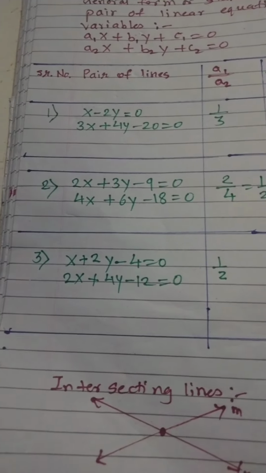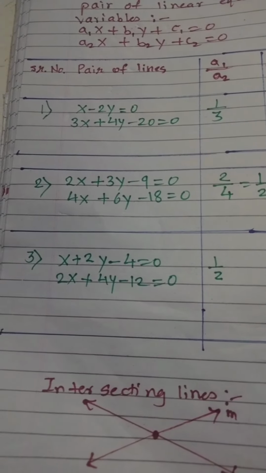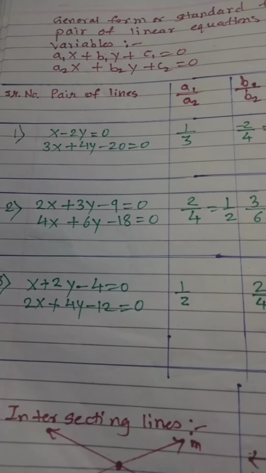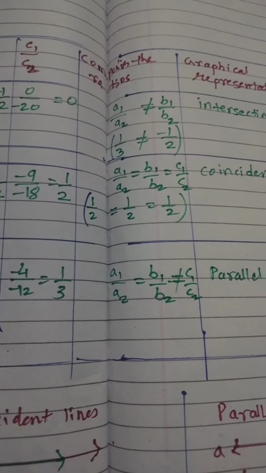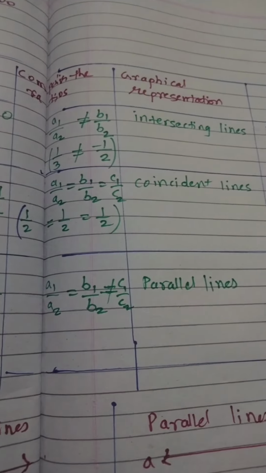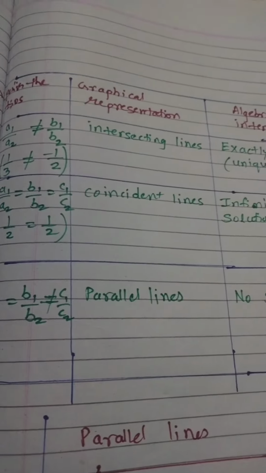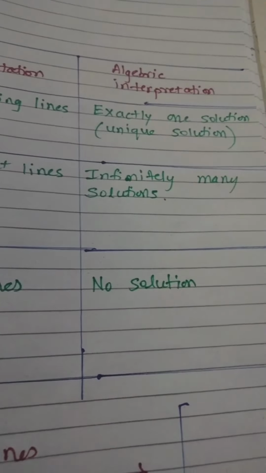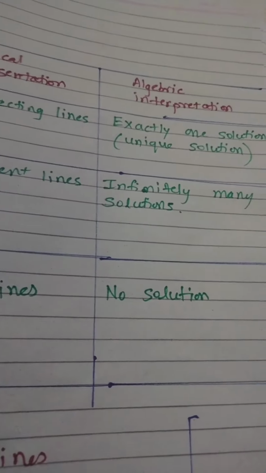The next example is x plus 2y minus 4 is equal to 0 and 2x plus 4y minus 12 is equal to 0. After comparing the ratios, we get a1 upon a2 is equal to b1 upon b2, which is not equal to c1 upon c2. In this case we get the graphical representation as parallel lines. So the algebraic interpretation will be that there will be no solution.